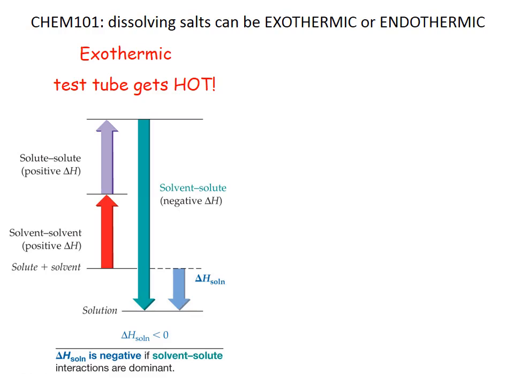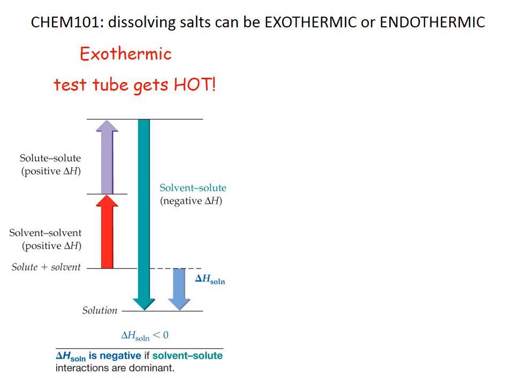The separation of solvent particles requires energy. Separation of solute particles, that light purple arrow, also requires energy. So those arrows go up. And then the solute-solvent interactions supply energy, and so they're going to be going down. Okay, the energy is going to fall. So the delta H of solution for this particular example is negative, right?